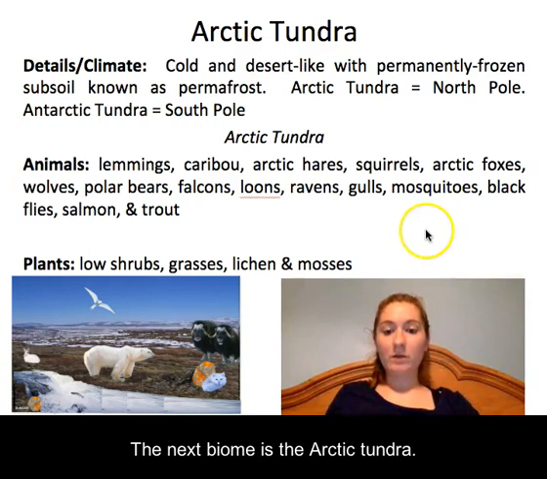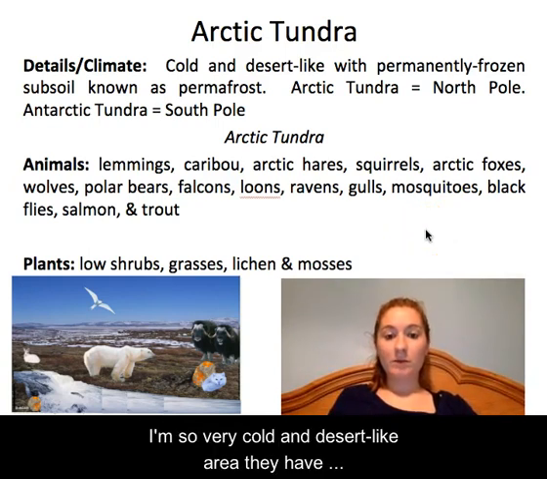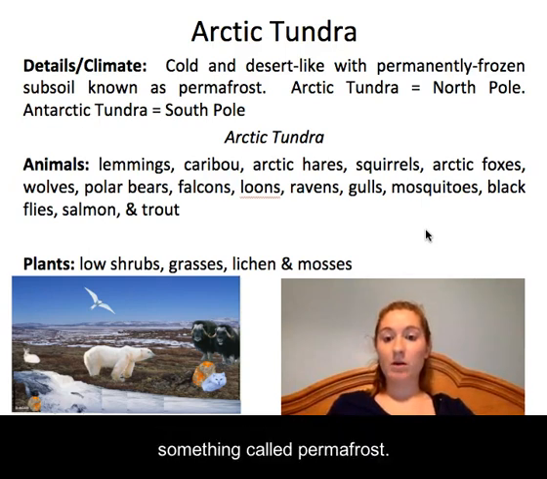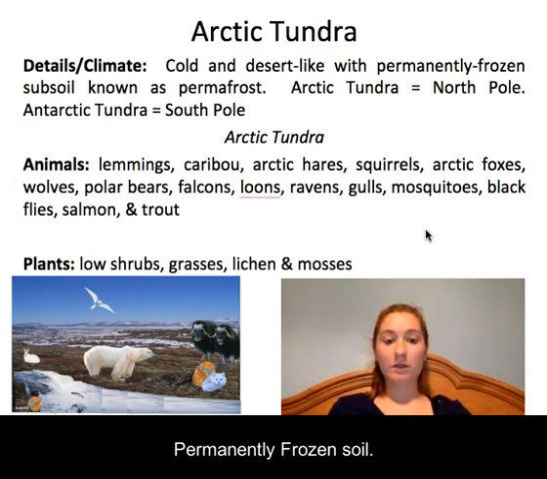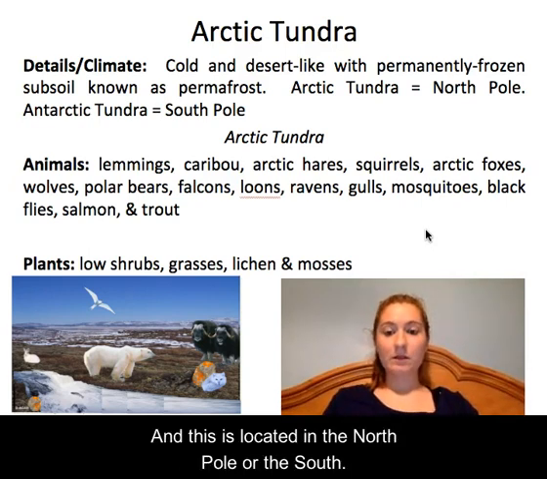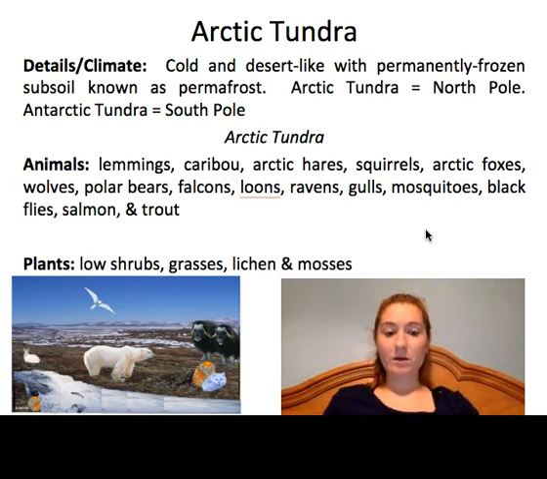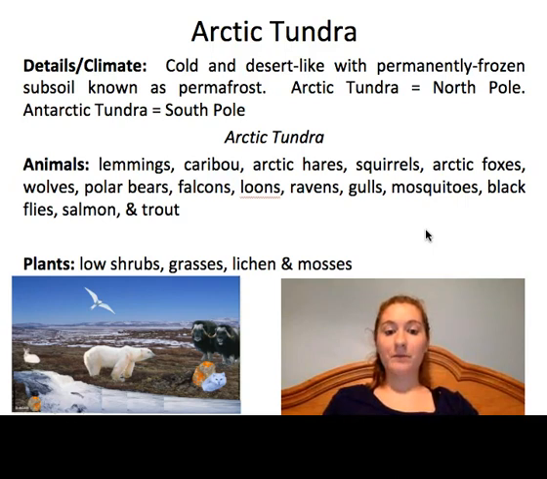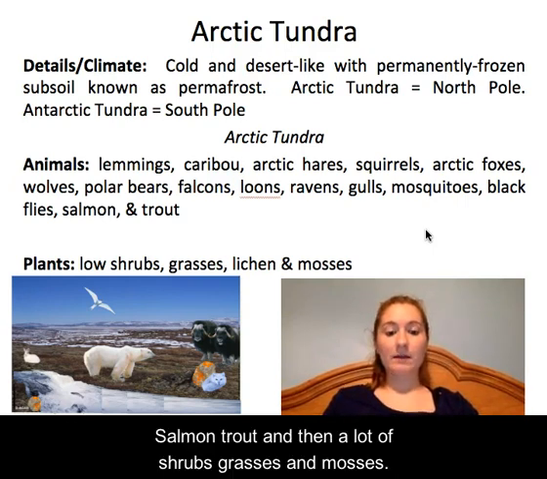The next biome is the Arctic tundra. So it's a very cold and desert-like area. They have something called permafrost. That is permanently frozen soil, and this is located in the North Pole or the South Pole. Very cold-like animals, so you have Arctic foxes, polar bears, falcons, some salmon, trout, and then a lot of shrubs, grasses, and mosses.